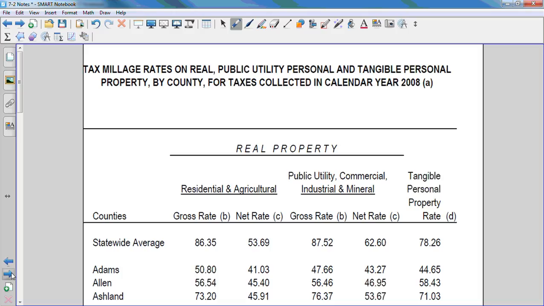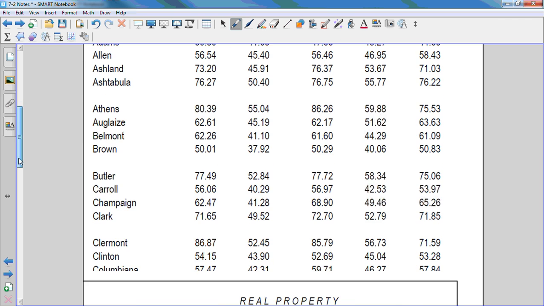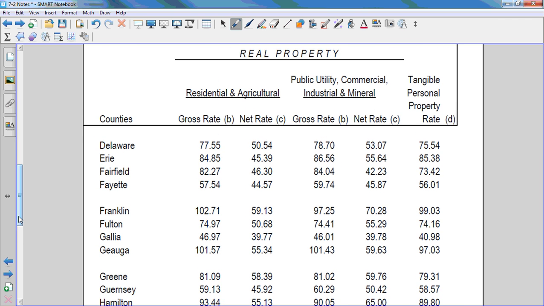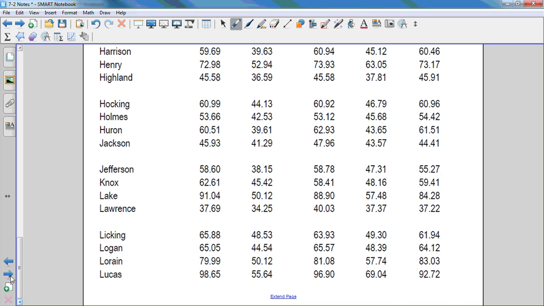Here's 2008. Here's the state of Ohio property tax rates. These are all in mills. So if we go down, we look at the counties, we can see what our property tax rates are. Now they vary depending on what kind of property you have, for example, residential and agriculture. If you own a farm in Delaware County, gross rate and net rate. I remember the difference between the two. Down here somewhere.